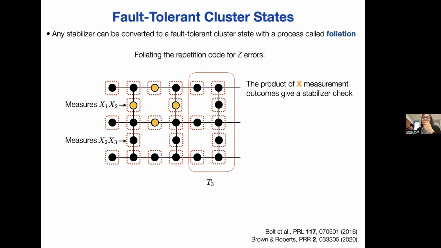Now, the way you actually do error correction is you can show that if you multiply the X measurement outcomes on these 4 qubits around each plaquette, then that product should be equal to +1 if there are no errors. If there are errors, then some of them can be -1, and then you just decode like a regular repetition code.